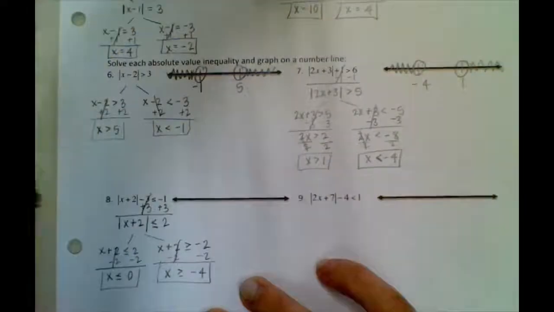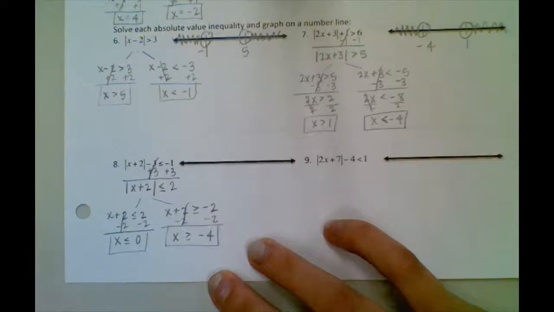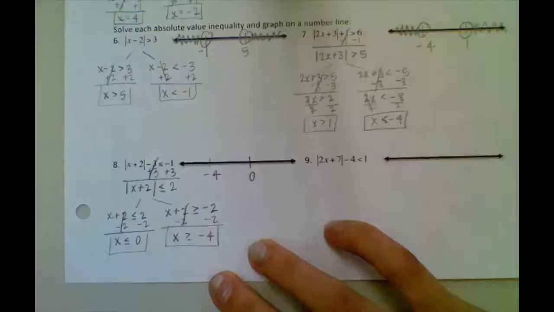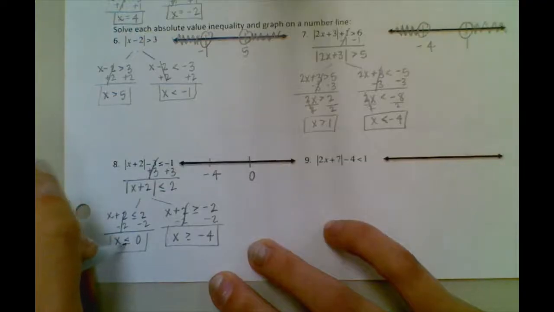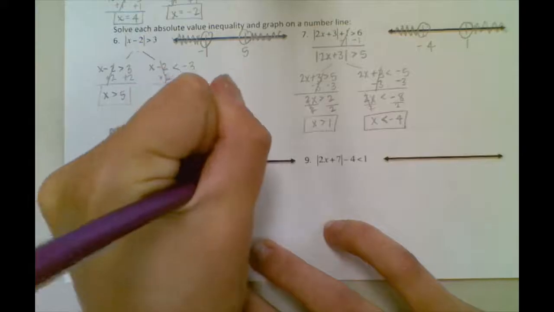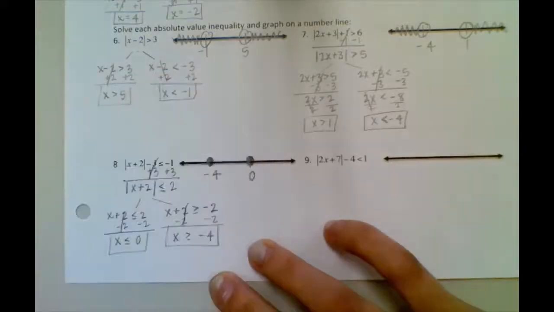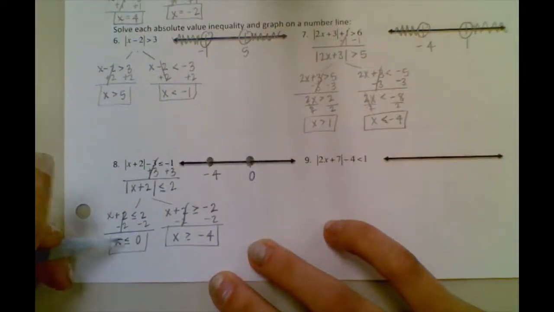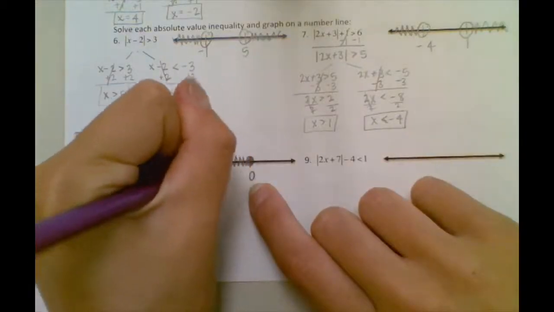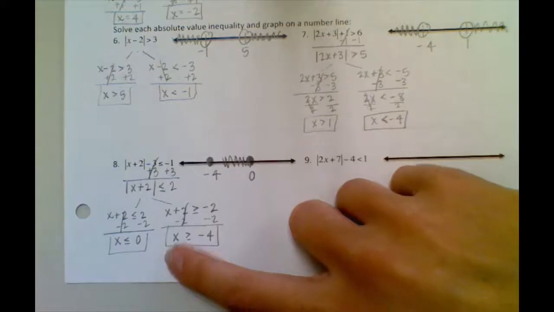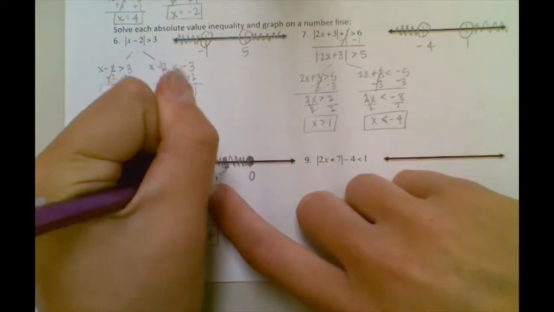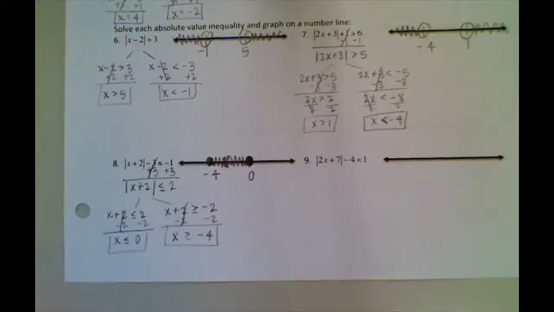Oh, here, let me move this down. Sorry, guys. Okay, let's see. Negative 4 is smaller than 0. These are going to be closed circles because I do have the equal bar under there. So closed, closed. And then x is less than 0. So here's 0. X is less than it. Less than, left, so shade to the left. X is greater than negative 4. So here's negative 4. It's greater than, so shade to the right. Okay?